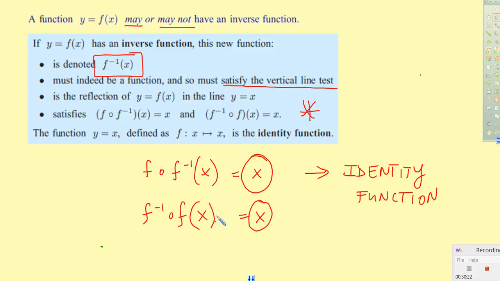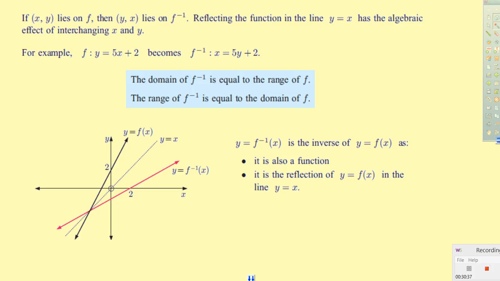Okay, it's a specific term that we're using. So when f of f inverse or f inverse of f both give you the same answer of x, then that's defined as an identity function. All right. Now, if (x, y) lies on f, then (y, x) has to lie on f inverse.